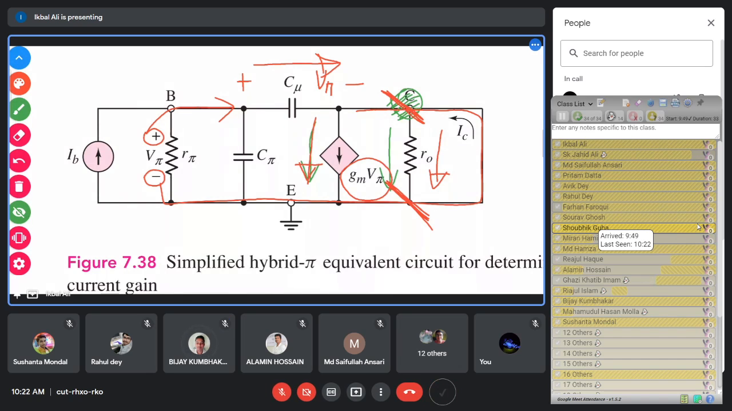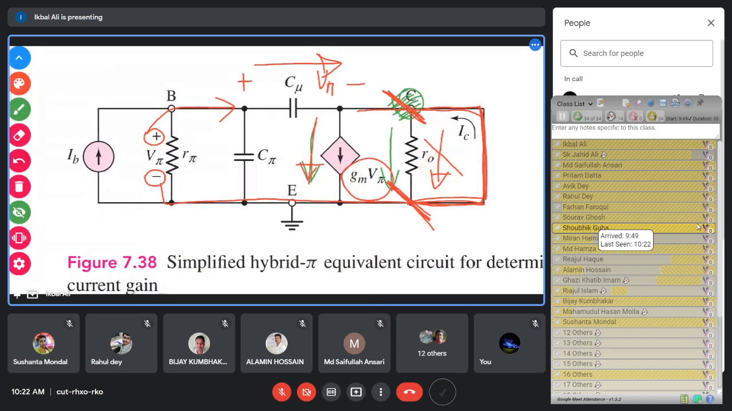Yes, you see that. So this point and this point are short circuited by this electrical path. So the two ends of the resistance have the same potential, so no current will flow through this resistance. Only the current will flow through this capacitor and this current generator, and that will give you the output current.